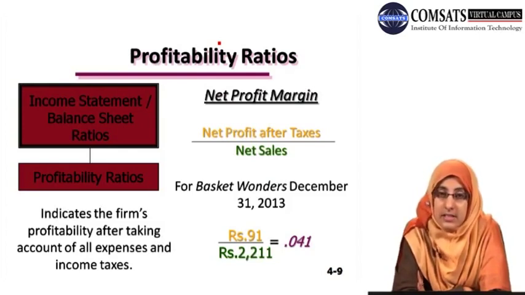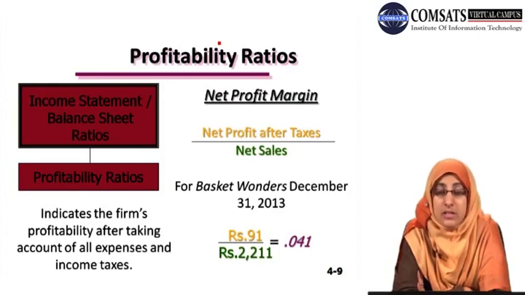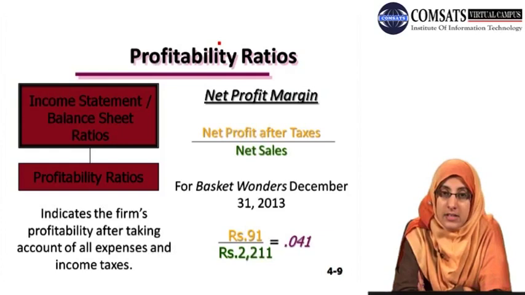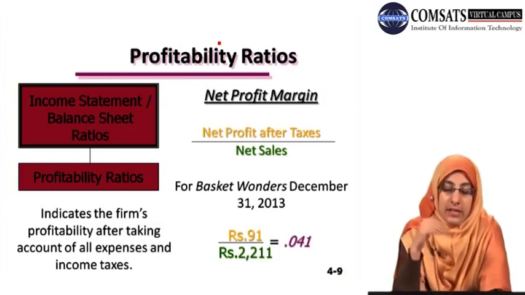So net profit margin indicates your profitability. To find out clear profitability, you can find out the net profit margin or return on asset and return on equity. Both of them we are going to study in our next slides. Now looking at net profit margin and its formula, it's net profit after taxes. Net profit margin is equal to net profit after taxes divided by net sales. That is net profit over net sales.